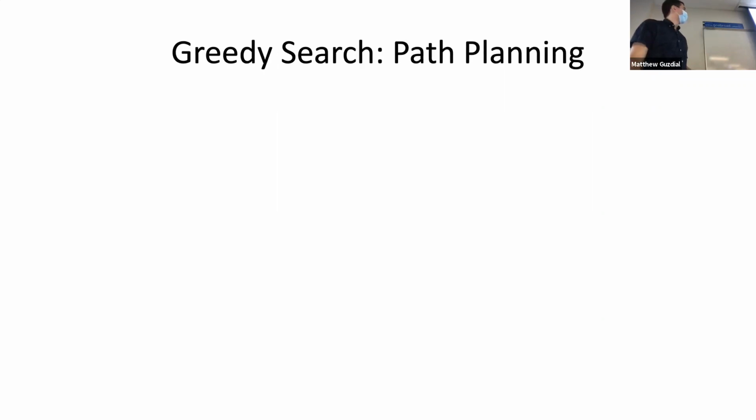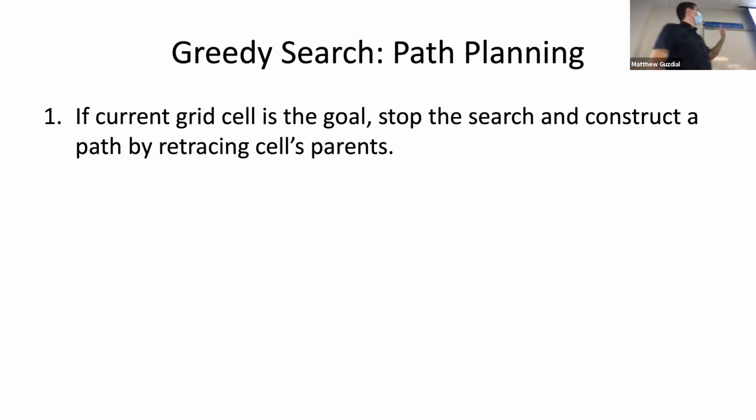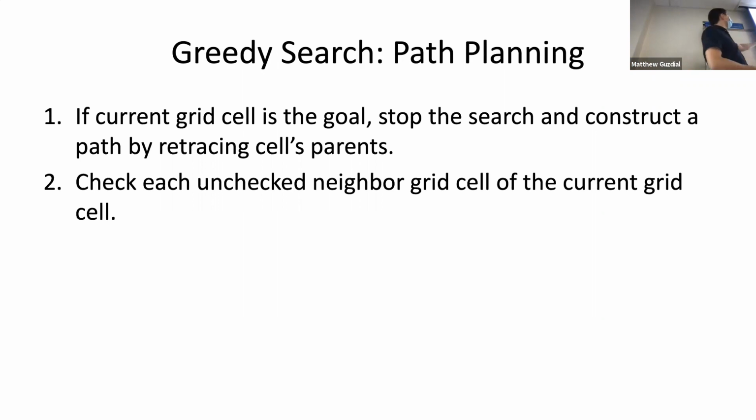So greedy search path planning, here's the way it works. Step 1, if the current grid cell is your goal, congratulations, you're done. No worries, yeah? That's the easiest kind of search there is. So this is the equivalent in your Unity project of you clicking in the same location that Pac-Man's in. It's just done already. There's no need to do anything else. No problem. Step 2, check each unchecked neighbor grid cell of the current grid cell. So, okay, if we're not in our goal, let's check if any of those nearby ones are our goal. This should be pretty easy, right?